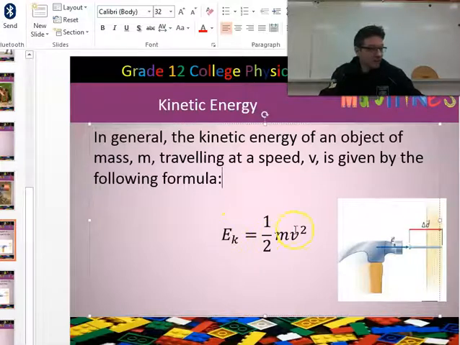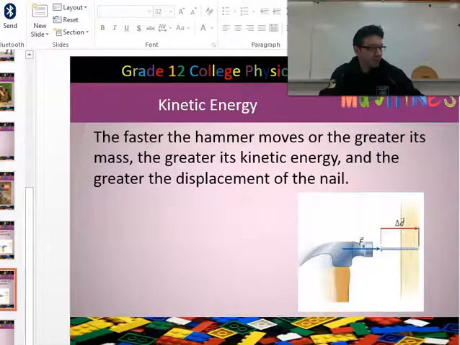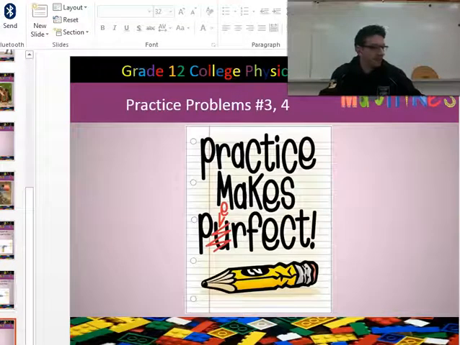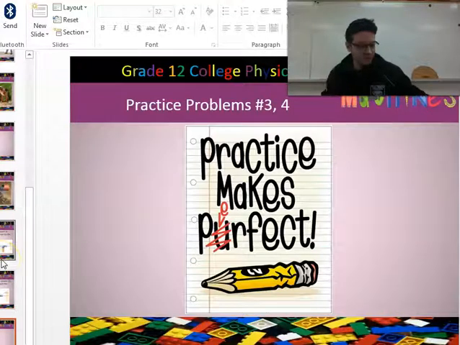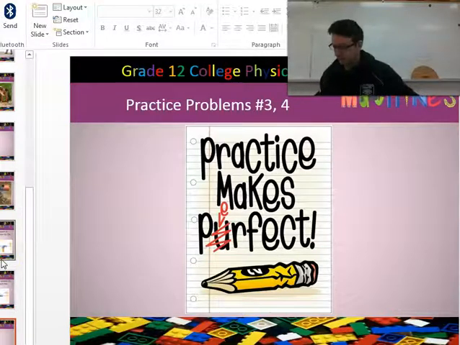So that's what this equation really is telling us. I have another example of it: a hammer. The faster the hammer, the more kinetic energy, and therefore the more displacement of the nail. Same thing: if you double the speed of the hammer, you quadruple the distance. So let's go over a couple of examples here with kinetic energy.